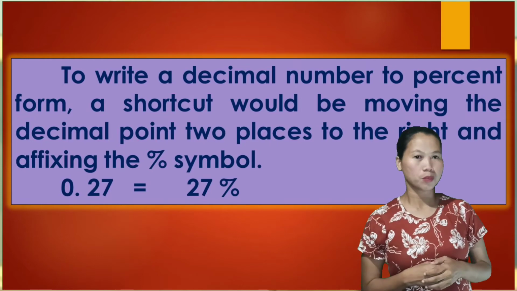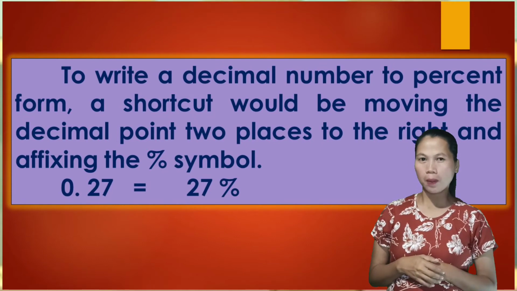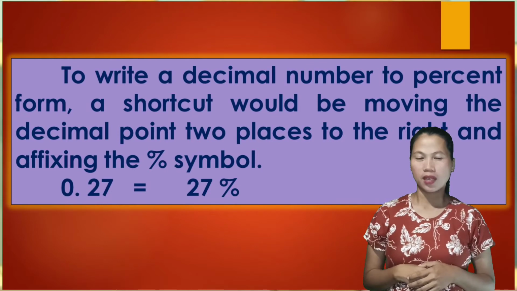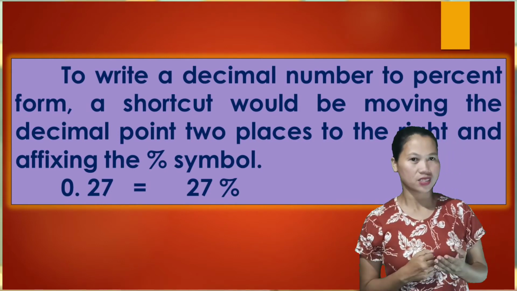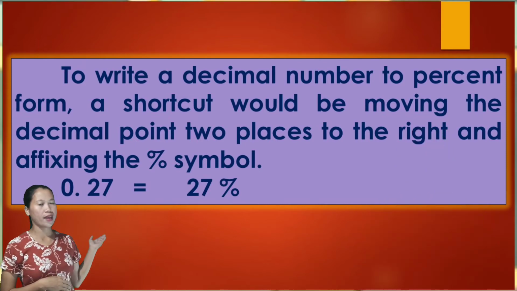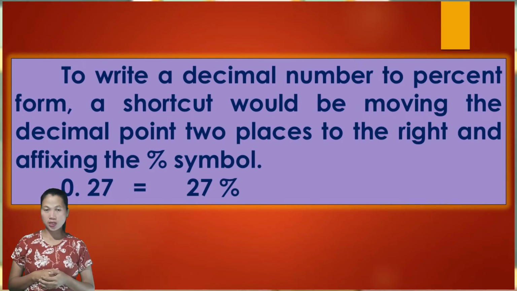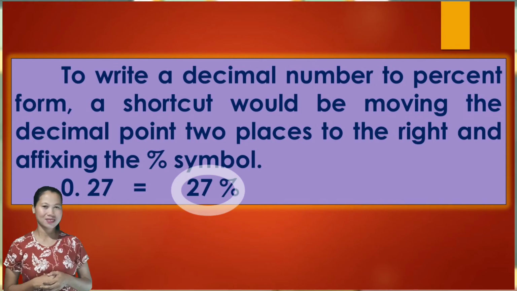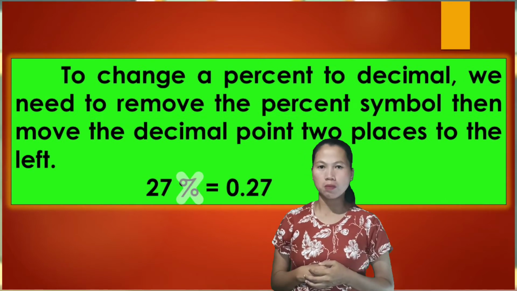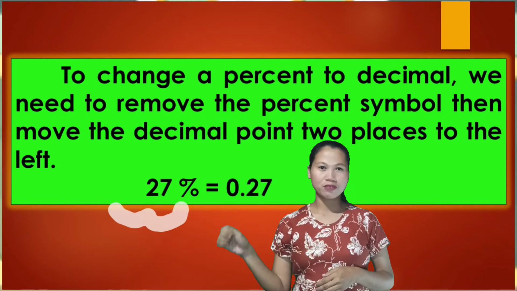To write a decimal number in percent form, a shortcut would be moving the decimal point 2 places to the right and affixing the percent symbol. Example, we have 27 hundredths. So we'll move the decimal point 2 places to the right, 1, 2, and affix the symbol. The answer is 27%. To change a percent to decimal, we need to remove the percent symbol, then move the decimal point 2 places to the left.